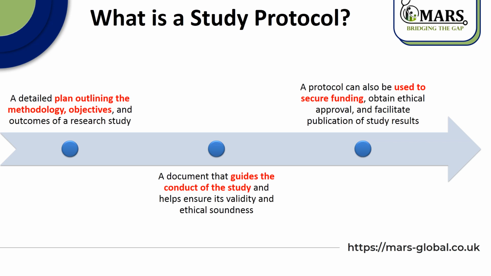What is a study protocol? It is a detailed plan outlining the methodology, objectives, and outcomes of a research study. It guides the conduct of the study and helps ensure its validity and ethical soundness. Protocols can also be used to secure funding, obtain ethical approval, and facilitate publication of study results.